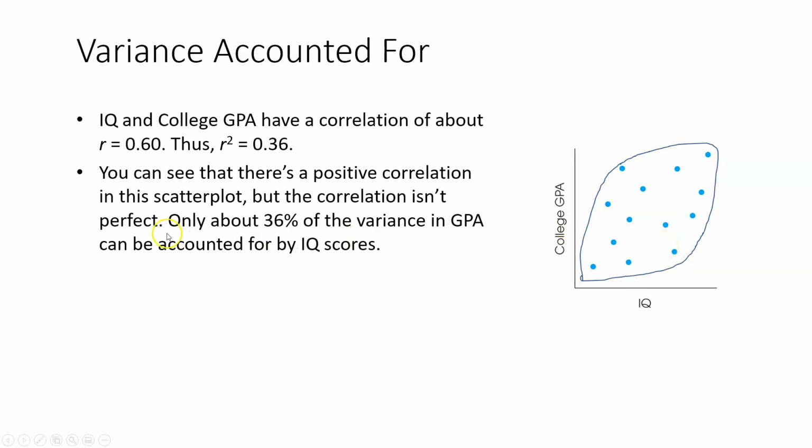It's not perfect. In fact, only about 36% of the variance in GPA scores can be accounted for by IQ scores. So I'll say it a different way. About 36% of the differences found in your GPA can be predicted by or accounted for by what your IQ score is. IQ scores predict about 36% of the differences or variability in your college GPA.